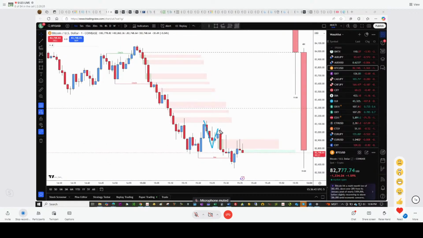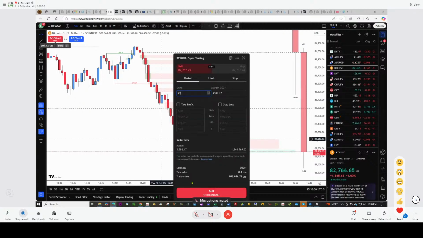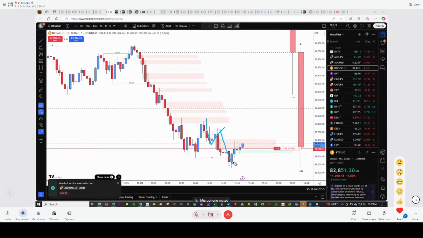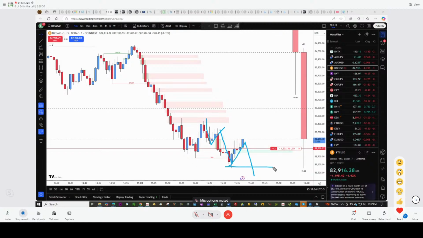So 1, 2. So this is a sell on Bitcoin. Bitcoin in the room, I would sell Bitcoin right here, right now, at that point. I'm taking that sell because we've got a 1, 2, and this move, another push up, and we should continue down, taking out this low at this point.